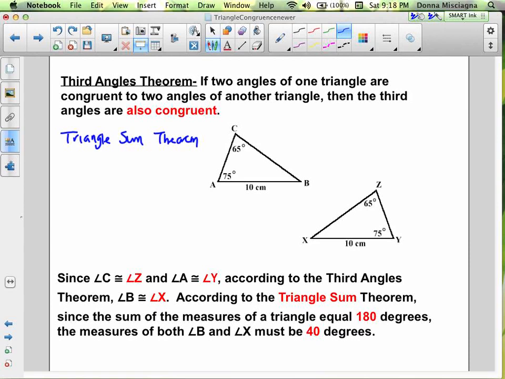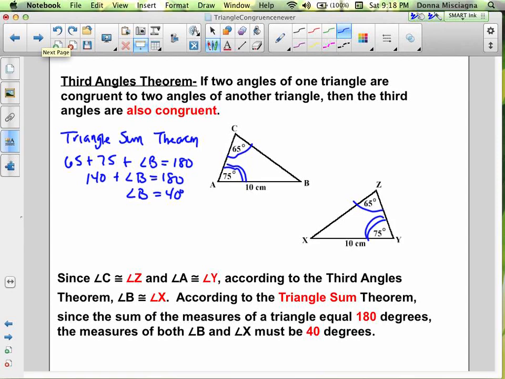We know the angles in a triangle add to 180. So 65 plus 75 plus angle B equals 180. 65 plus 75 gives us 140. If we subtract 140 from both sides, angle B is 40 degrees. Notice that this angle is congruent to this angle, and this angle, isn't that lovely, is congruent to this angle. So we have 2 angles of one triangle congruent to 2 angles of another triangle. Therefore, we can use third angle theorem.